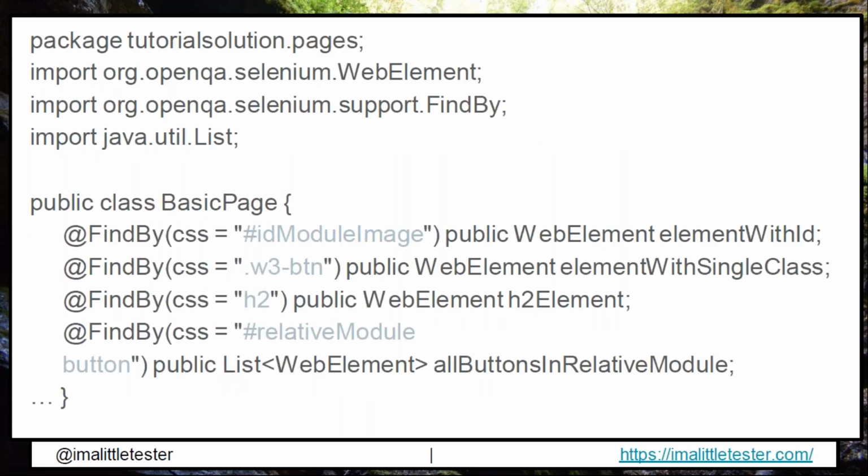What does a page object class that I'm using look like? So in this example here, I have a class called BasicPage. And in this BasicPage, you can notice that I have several @FindBy entries. Each of them has a CSS selector defined. And you define this by saying css equals. Then we will type in what is the CSS selector. And we are going to go over these in a few slides.